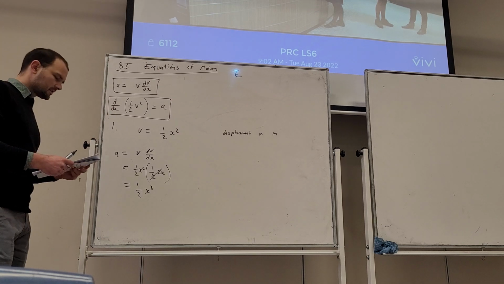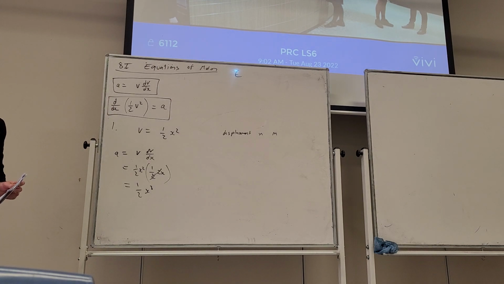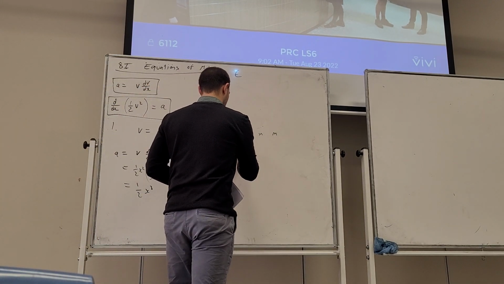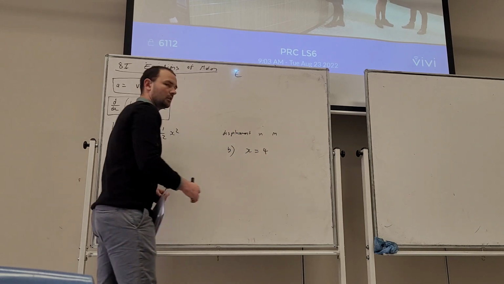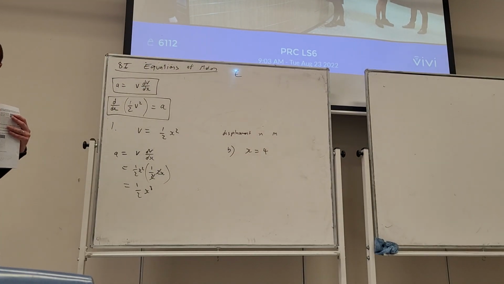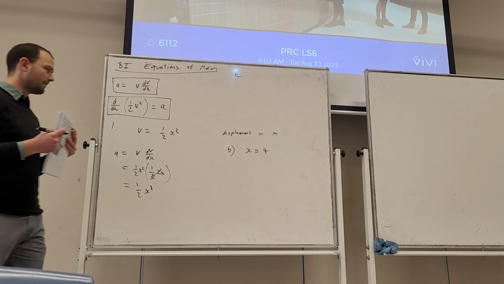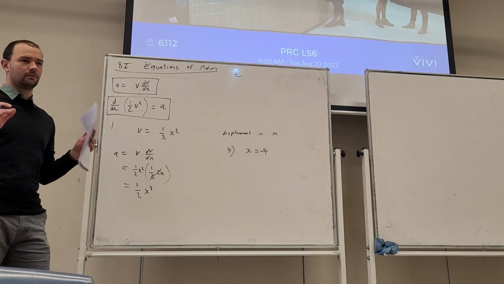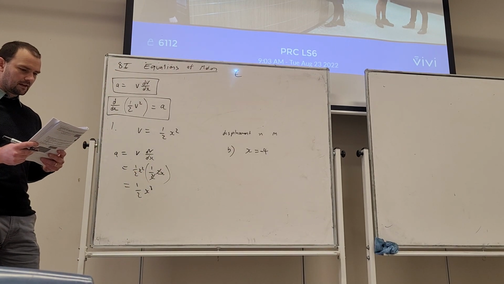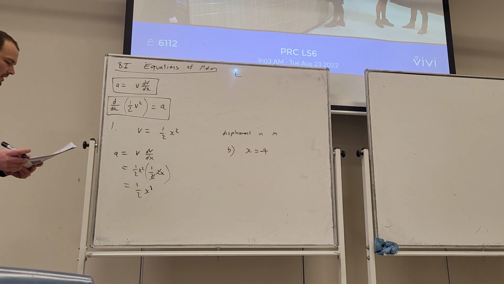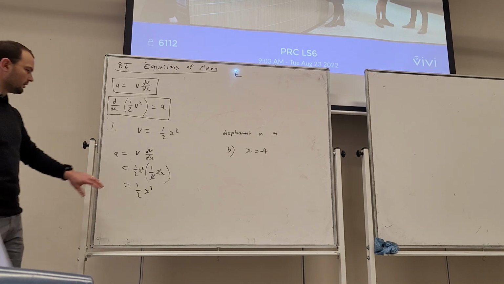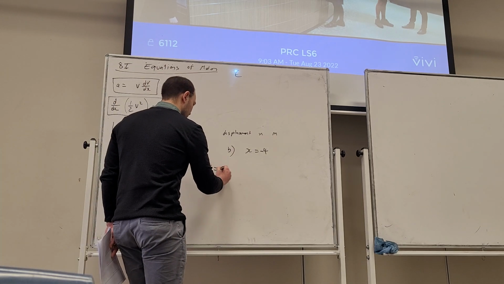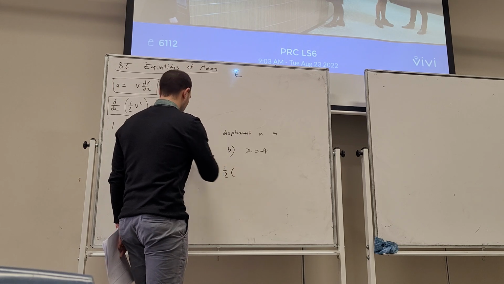Part B. Find the velocity and acceleration when the object is 4 meters left of origin. For part B, we're 4 meters to the left, which means displacement is negative 4. So we need to consider the direction. We want to find the acceleration and the velocity when it's at that location. Well, velocity is equal to half times x squared.